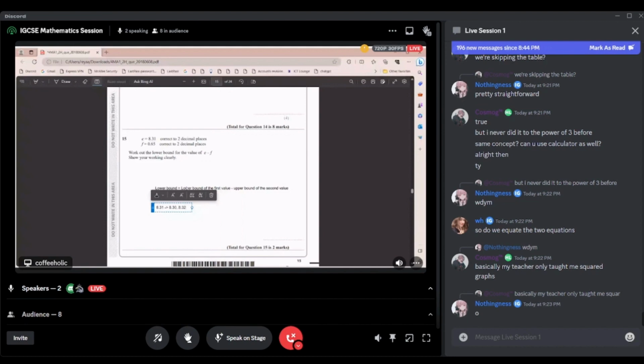After you work that out, it's all a case of working out the midpoint of 8.30 and 8.31. So that would be 8.305, okay? And you do the same for 0.65, right? The next number with two decimal places would be 0.66, because you have to work out the upper bound in this case. So the midpoint of 0.65 and 0.66 would be 0.655, right? So your upper bound would be 0.655.